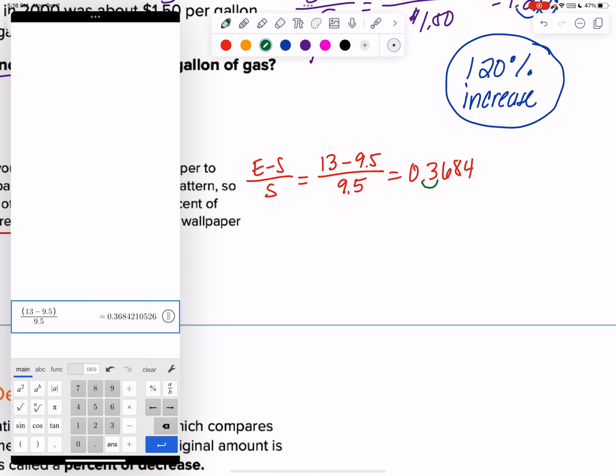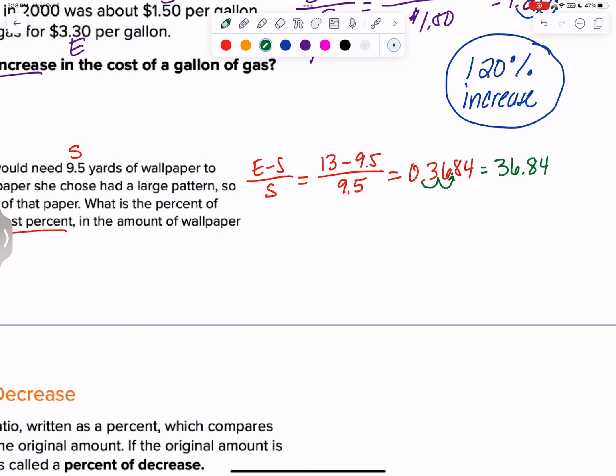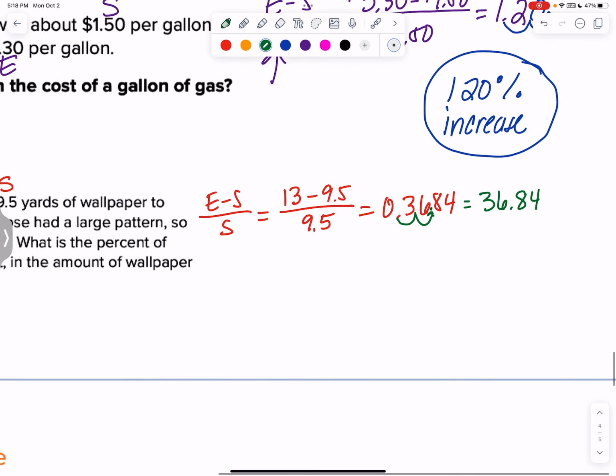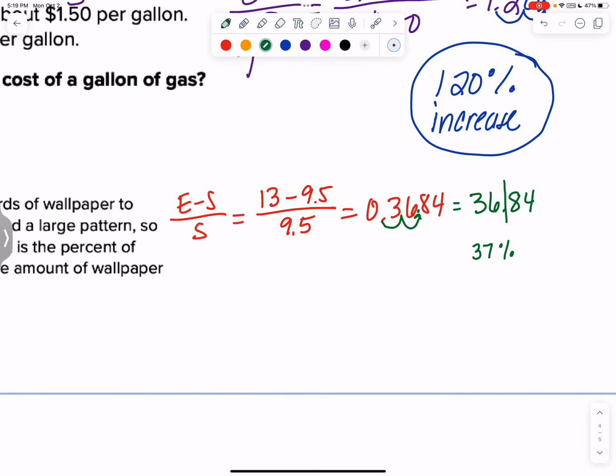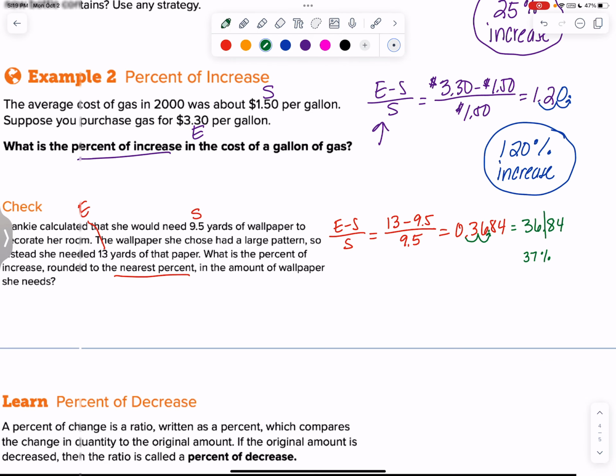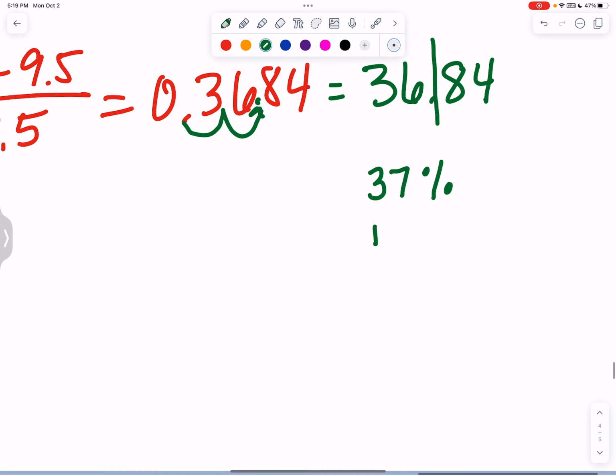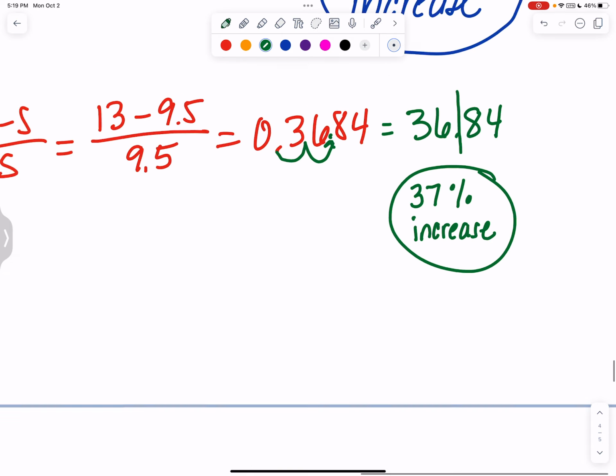Remember, we multiply by 100. So I end up with 36.84 and a bunch of other numbers. But remember, the reason I didn't list those, it said round to the nearest percent. So if I have 36.84 and I'm cutting it here at the nearest whole percent, this is really 37%. Okay, and look again from start to end. Yep, our numbers went up, so it's 37% increase. And there we go.